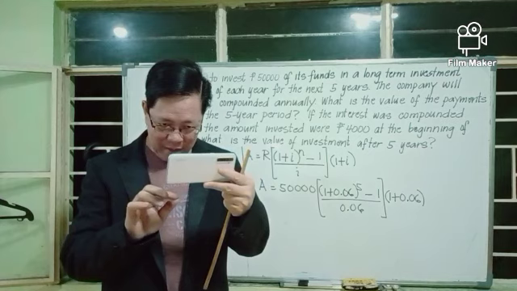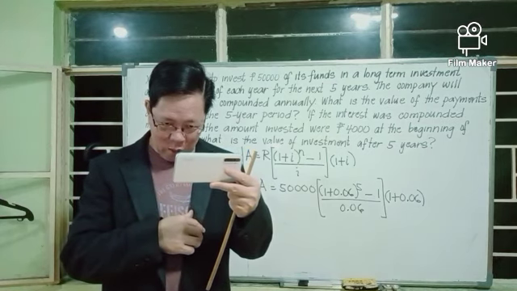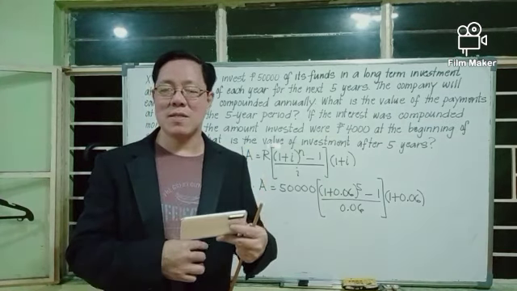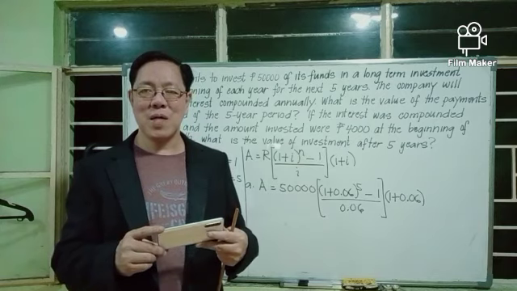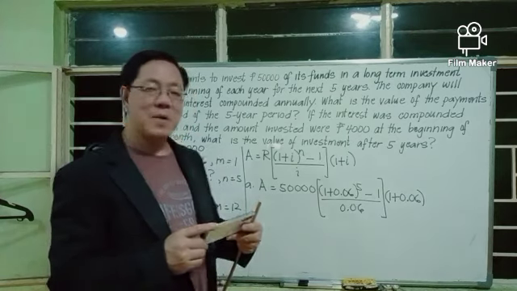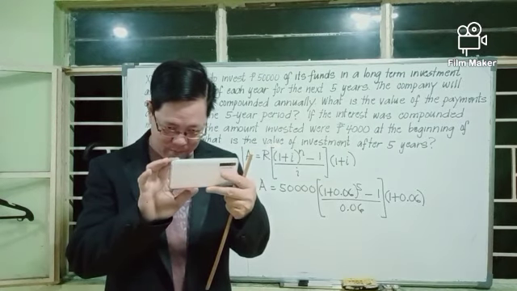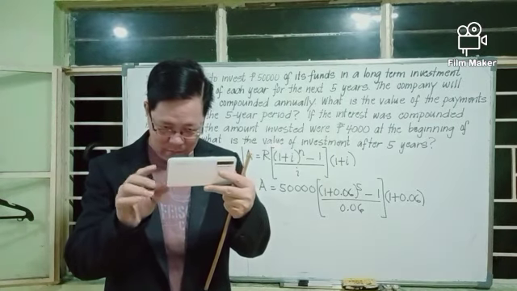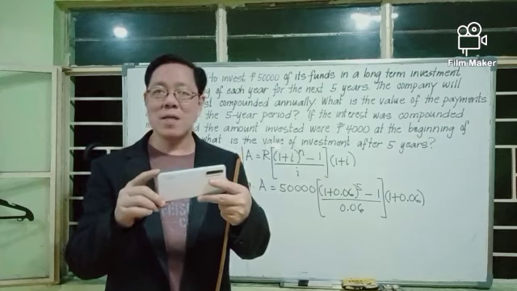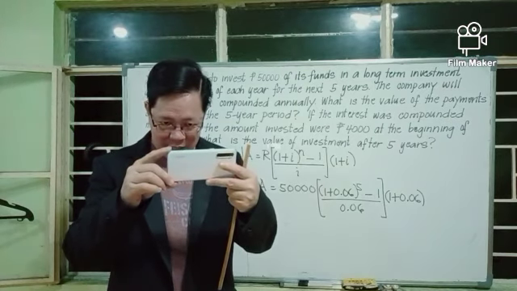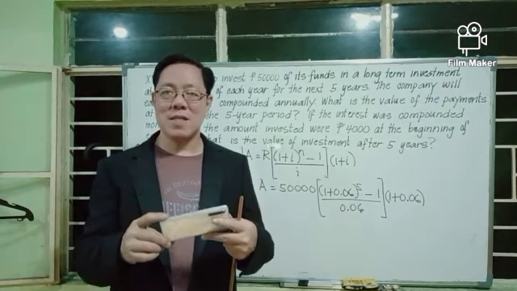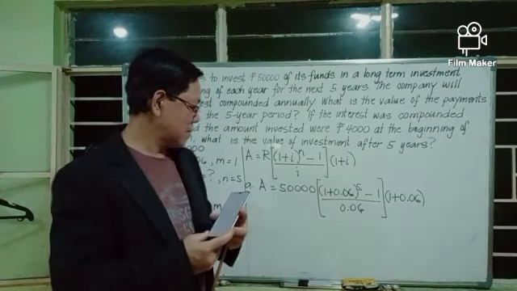And you should get 5.9753185376. That answer in your calculator multiplied by 50,000 pesos. And you should get 298,765.93 pesos.